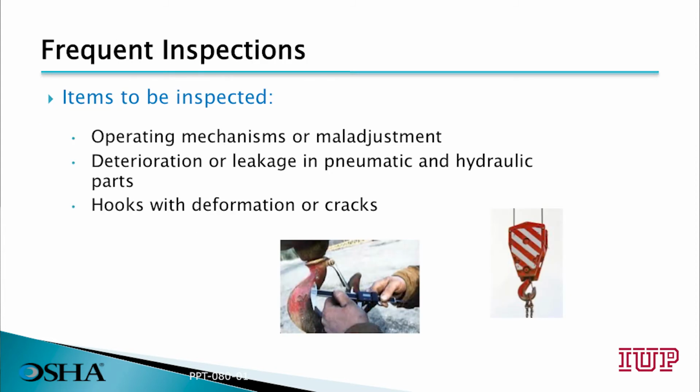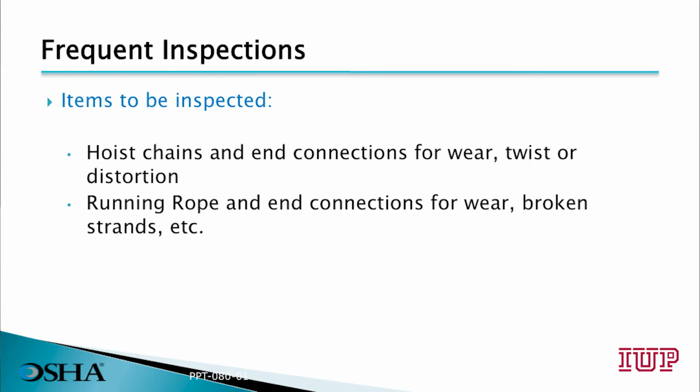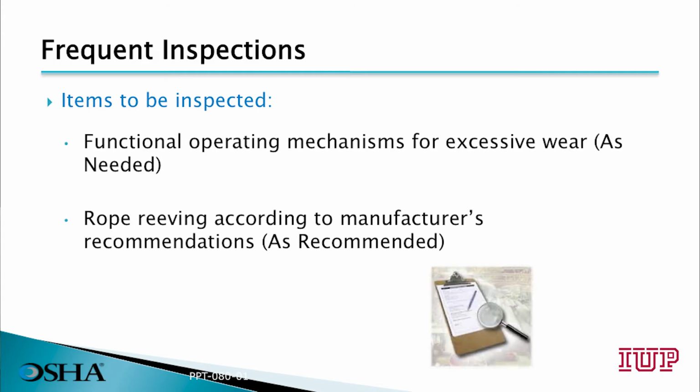Frequent inspections. Items to be inspected include operating mechanisms for maladjustment, deterioration or leakage in pneumatic or hydraulic parts, and hooks with deformation or cracks. Frequent inspections also include hoist chains and end connections for any wear, twisting, or distortion, and running rope and end connections for wear and broken strands. Additional items that require inspection are the functional operating mechanisms for excessive wear, and as needed, any rope reeving according to the manufacturer's recommendations.